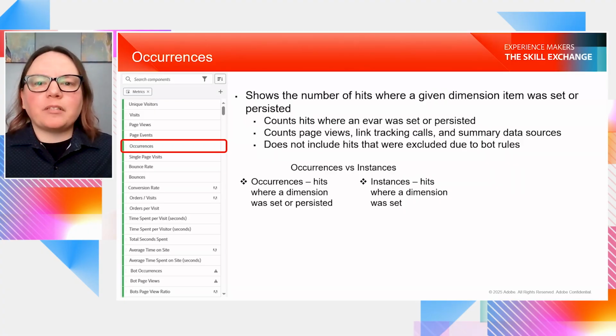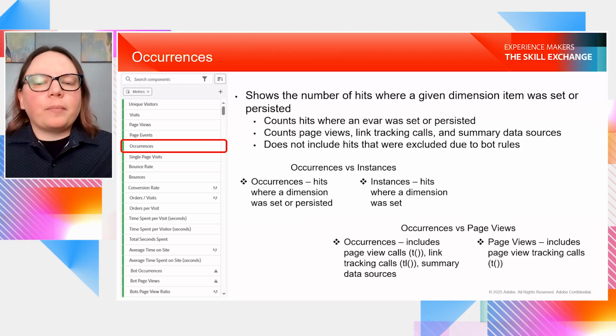Occurrences can sometimes be confused with instances. All eVars have an instances metric that goes along with them, but the instances only count the hit when the dimension was set, whereas occurrences will count the hits where it was set, but also where it persisted. Say, for example, a customer does a search on your site and you fire an eVar to capture the search term. Both instances and occurrences will fire for that hit, but occurrences will also count any hits where the search term persisted through the rest of the visit.